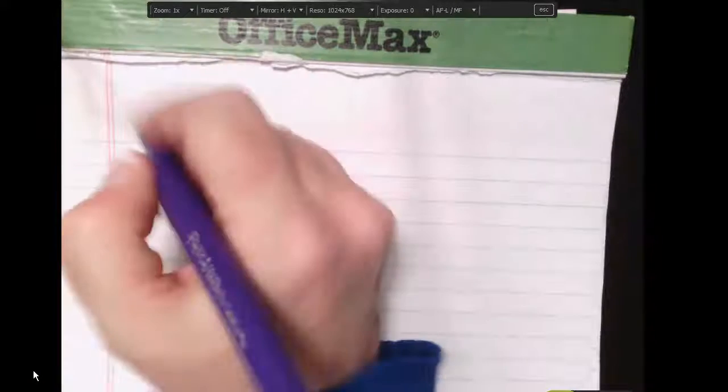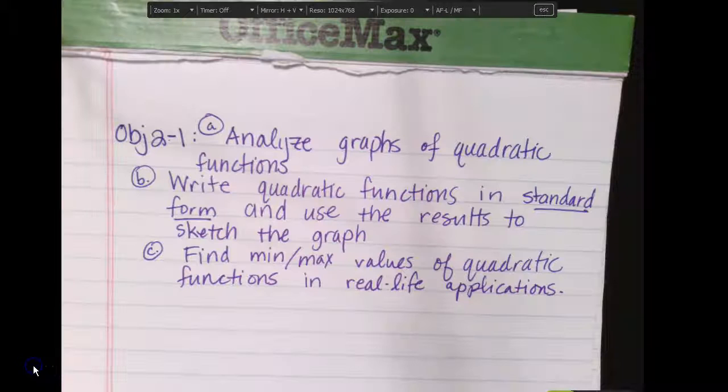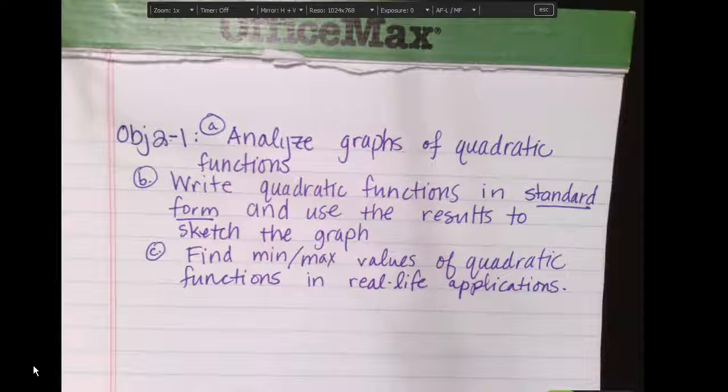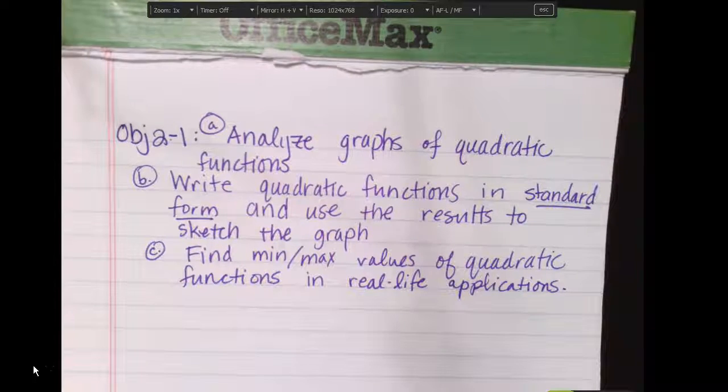Okay, so this is Objective 2.1, and our goal with Objective 2.1 is to analyze graphs of quadratic functions, write quadratic functions in standard form, and use the results to sketch the graphs, find minimum and maximum values of quadratic functions in real-life applications. Okay, so you can copy those objectives down, pause the video. That's not just me making you write down a bunch of stuff. Those are the things I want you to actually be able to do by the end of this unit.